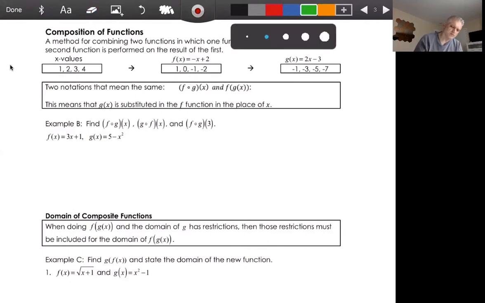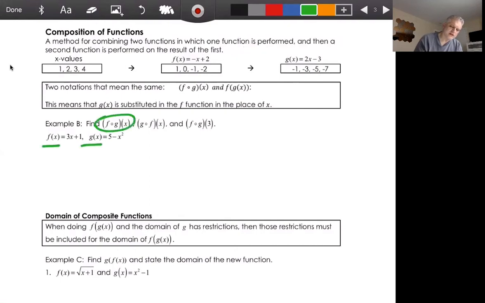Okay, so given these two functions, we want to find f of g of x, g of f of x, and then f of g of 3. Okay, easy enough. Let's do f of g of x first. So f, and I'm going to write it like this, of g of x. I'm not going to write the f o g yet. We can write it that way later if you want. All right, so we're going to take the x in f of x, and we're going to replace it with 5 minus x squared.